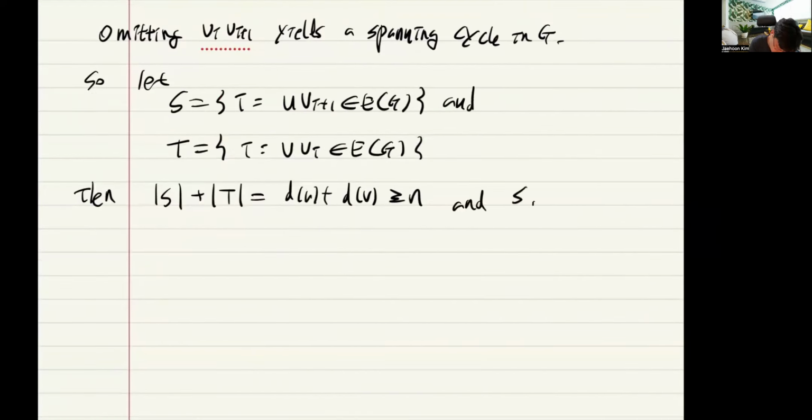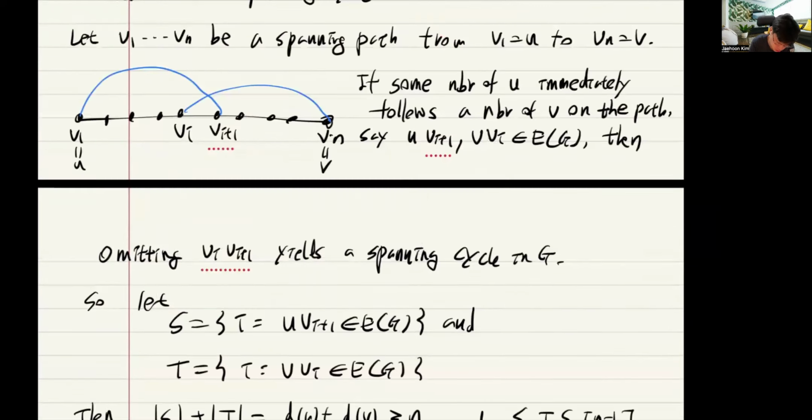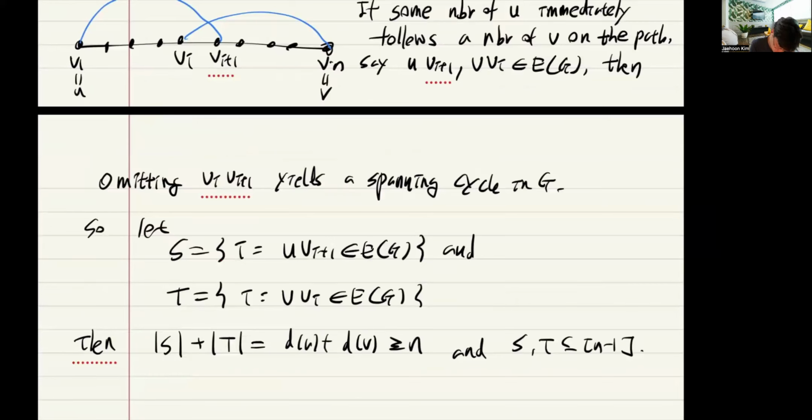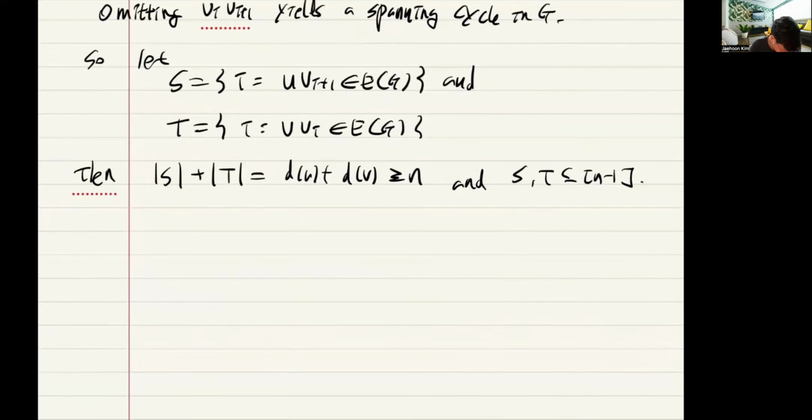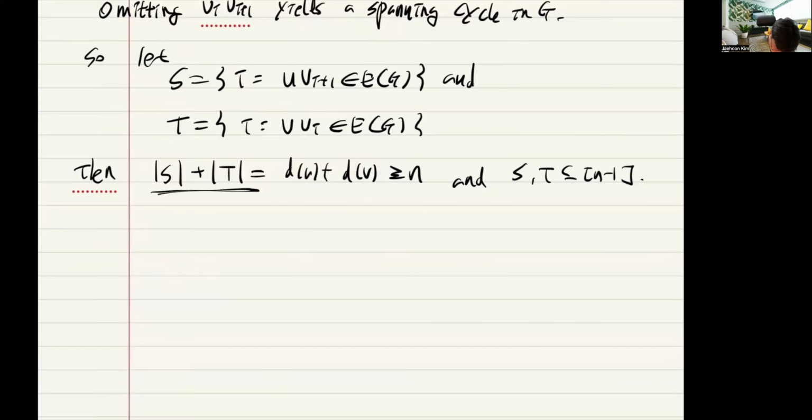S and T are both subsets of {1, ..., n-1}. It's between 1 and n minus 1. So this here is from B2. So U1 has neighbors B2, B3, B4 to Bn. So this is between 1 and n minus 1. Again, Bn itself is B, so Bn is not included here. So it's between 1 and n minus 1. So there are n numbers all squashed into an n minus 1 set.